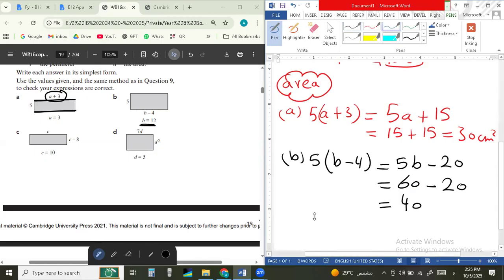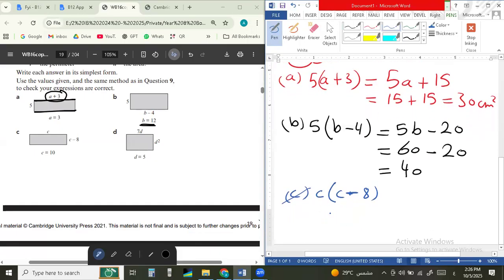A different color. Question C. Length times width, so it is C multiplied by C minus 8. That's the number of the question. Don't let it confuse you, okay? Multiply C by C is C squared minus 8C. When C is 10, 10 squared is 100, minus 8 times 10, minus 80 equals 20.